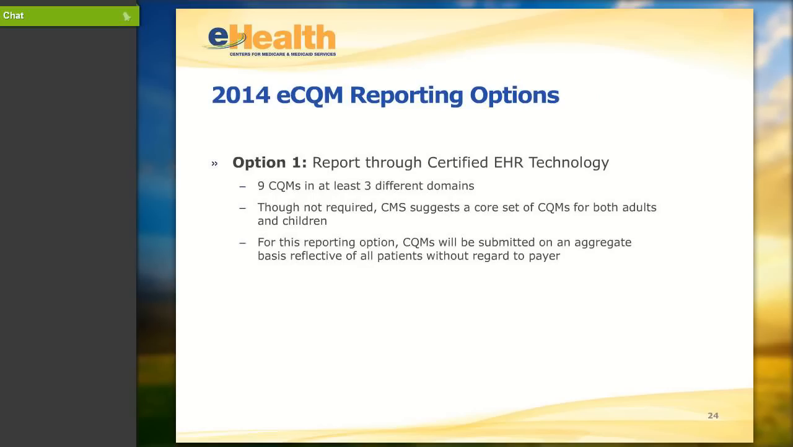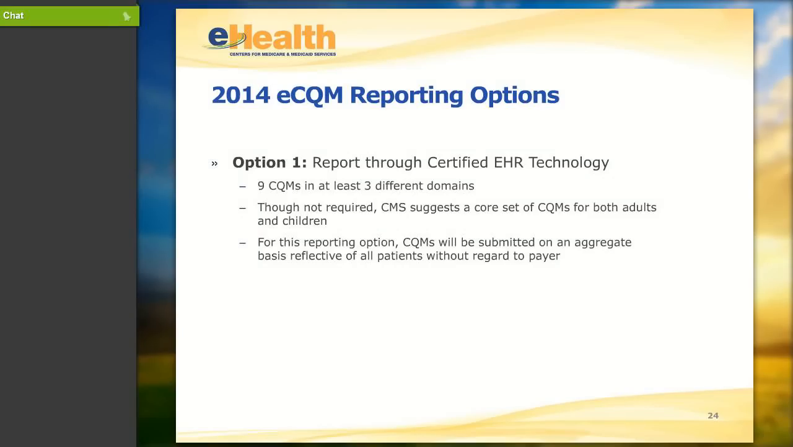So again, option one is reporting through Certified EHR Technology. You're looking to report 9 clinical quality measures out of 64 across these different domains, and I'm going to bring up those domains in a second. We do have a suggested core set of clinical quality measures if you're looking for some guidance there. There's a core set for adults, there's a core set for children, and they represent the high priority clinical conditions that we're looking for quality measures on.